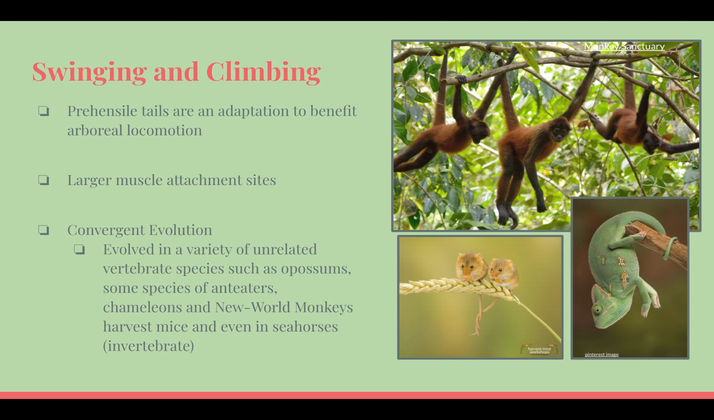This variety of non-closely related vertebrates includes species such as possums, some species of anteaters, New World monkeys such as capuchin, howler, and spider monkeys, and harvest mice, as well as non-mammals such as chameleons, and even invertebrates such as seahorses. Prehensile tails help animals move in tropical rainforest canopies, especially those forests with large canopy gaps, fewer vines, more fragile branches, or even to anchor their bodies while they're feeding.